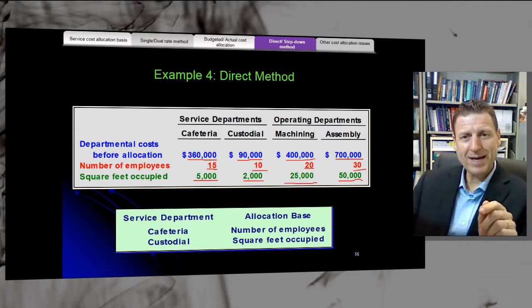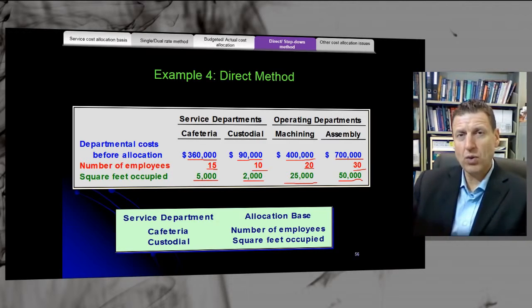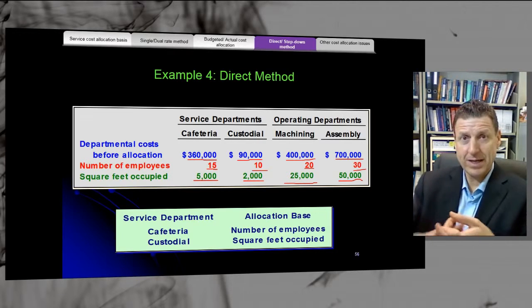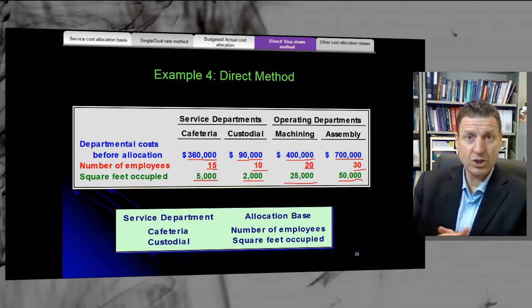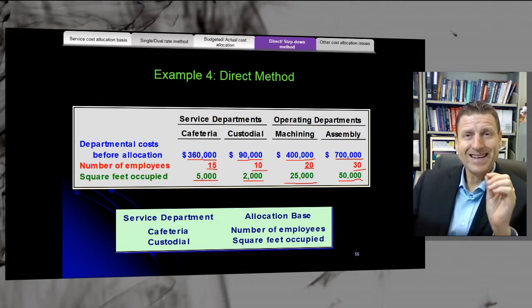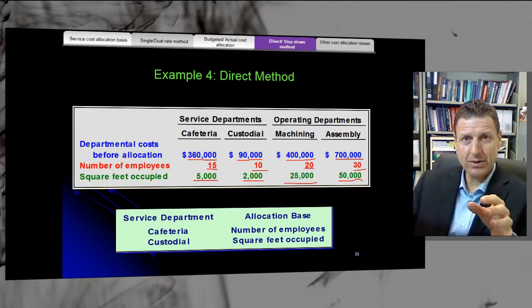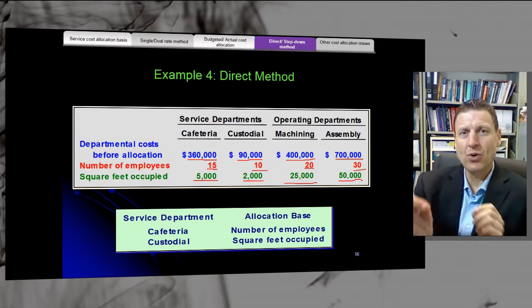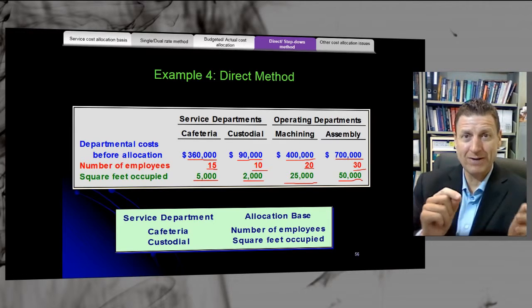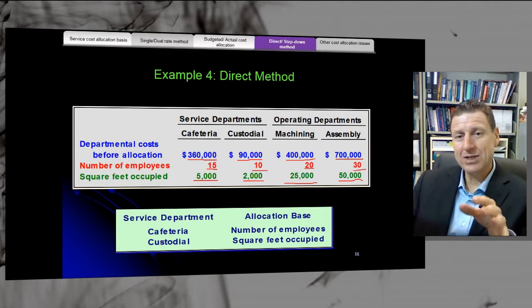All right, so what about custodial? Custodial is about security. It's about people walking around making sure that everything is locked up, making sure that there's no theft, making sure that everyone is in the right place. People are not allowed to go to places where they should not go. All right, so is there some way that custodial expenses will be higher for one department or another? Again, cause effect relationship we're trying to find here. And yes, you guessed it, it's the number of square feet occupied.